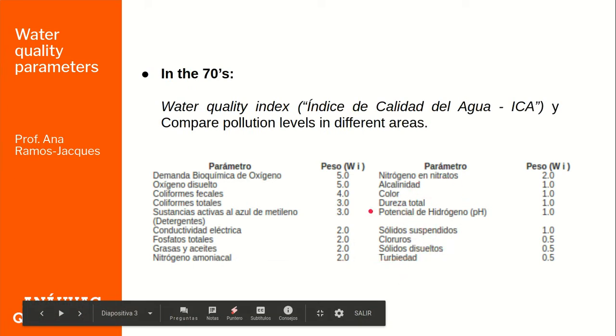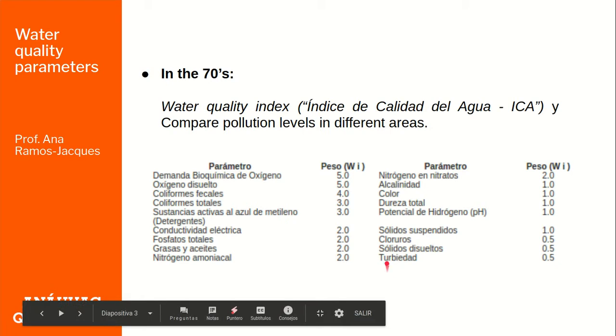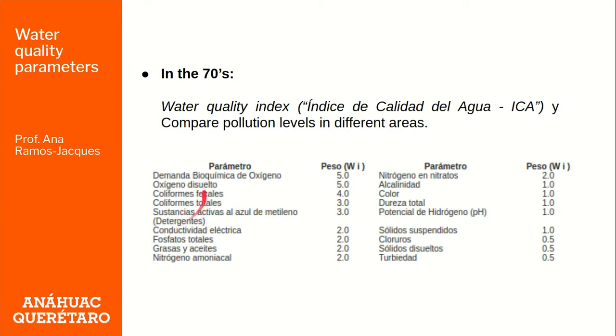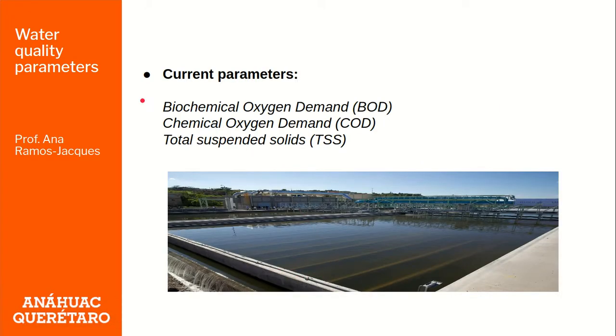Some of them are physical parameters like color, pH, suspended solids, or dissolved solids. If you see these parameters, we have some derivatives from the textile industry, like active substances such as methylene blue and some dyes. The current parameters are equally important, and we have some common aspects like biochemical oxygen demand and the total suspended solids.